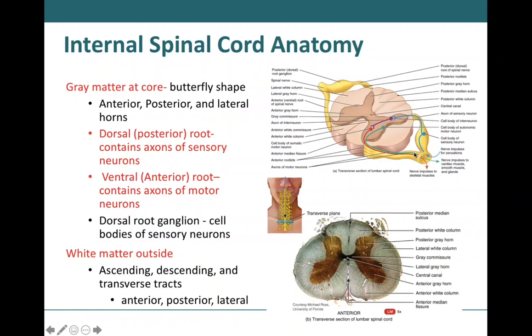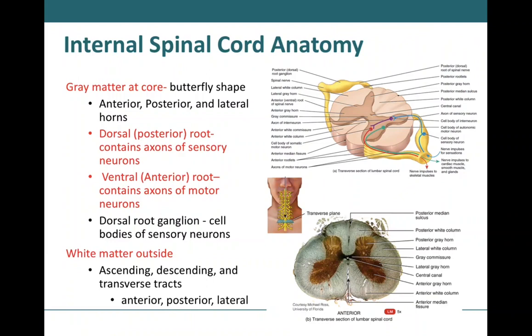Now we can also call the anterior root the ventral root, and this is often called the ventral root, so I'd like you to feel comfortable with both words in this example. And we can also call the posterior root the dorsal root. So that's another distinction that I'd like you to be comfortable with. This can either be called the posterior root or the dorsal root.